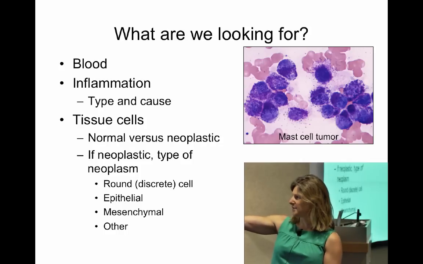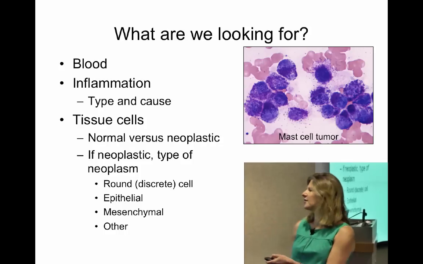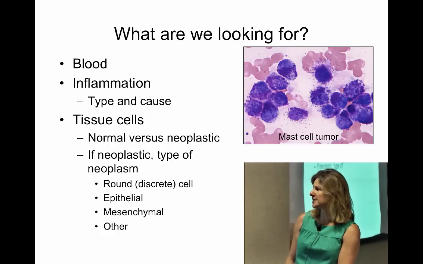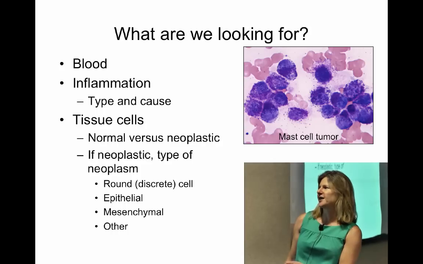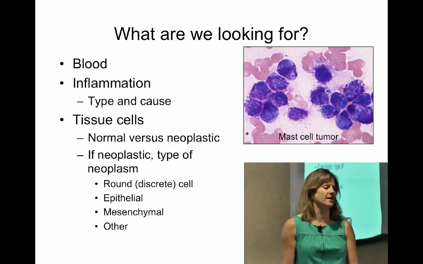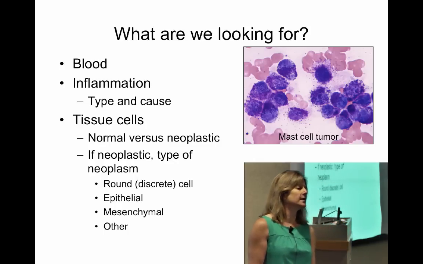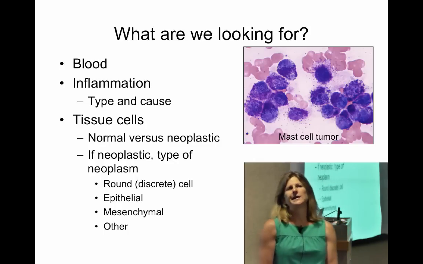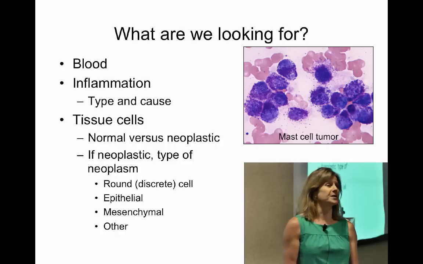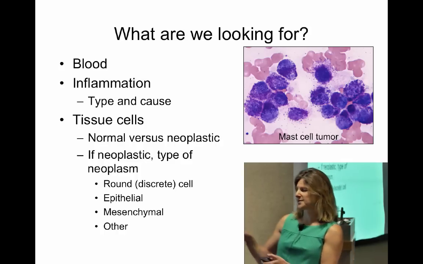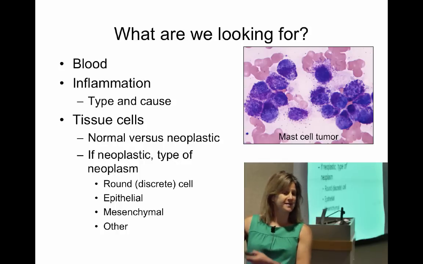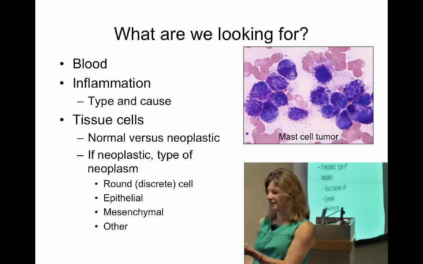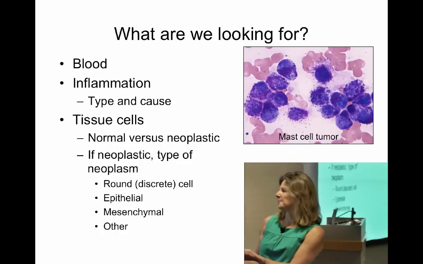So that's a mast cell tumor, which is categorized under the round or discrete cell tumors. Beautiful purple granules. This is a Wright stain, so that's why they're so beautiful and purple. And they're individual discrete round cells. Other ones are histiocytoma, plasmacytoma, lymphoma, of course, and transmissible venereal tumors. And there are carcinomas that mimic these, so you gotta love the ones that mess with your head.